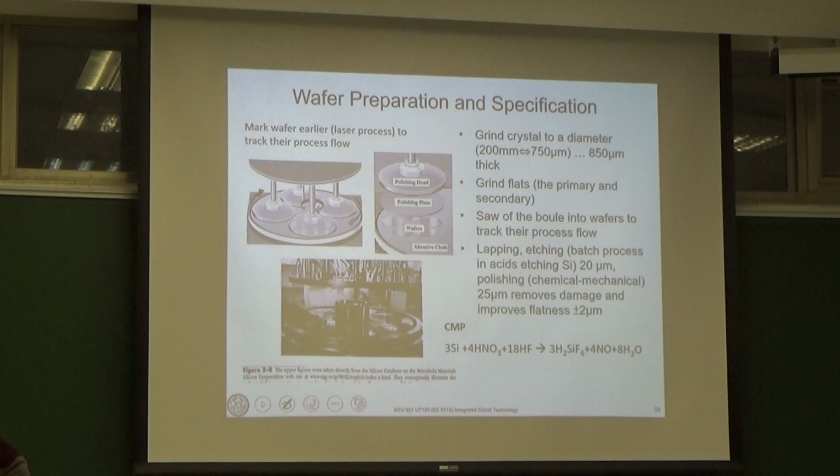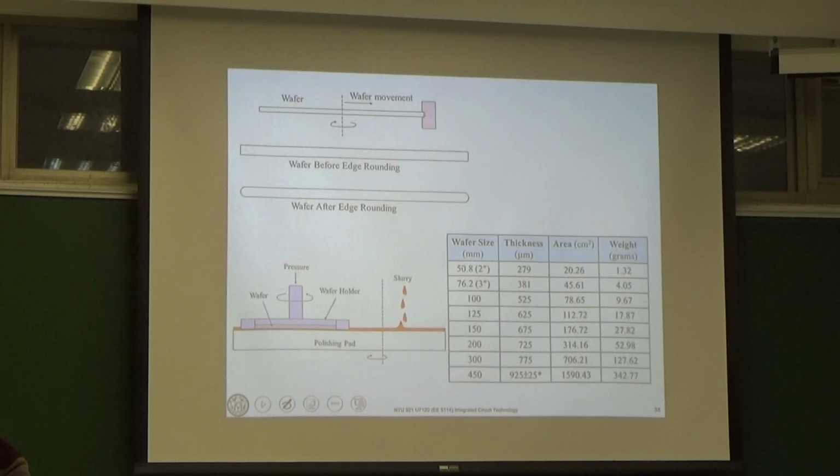This lapping and etching at the same time, we call CMP, chemical mechanical polishing. It can remove those damages and improve the flatness. You can use this to make your edge rounded, and also you can polish it to make the flatness down to like 2 microns.